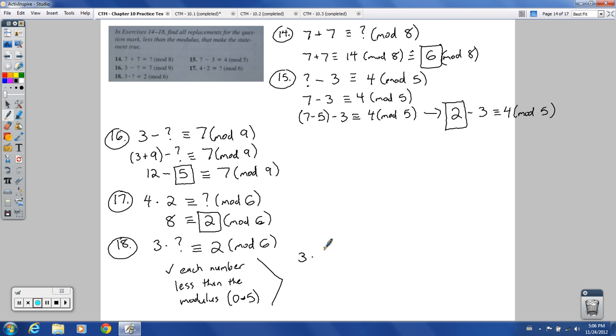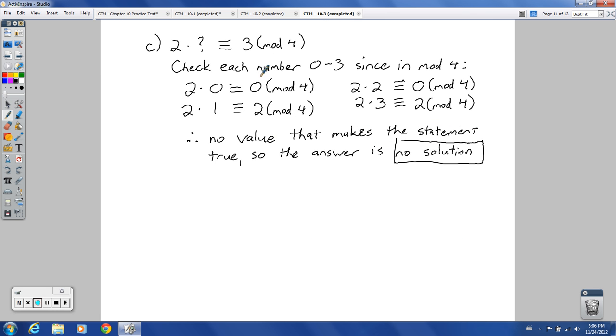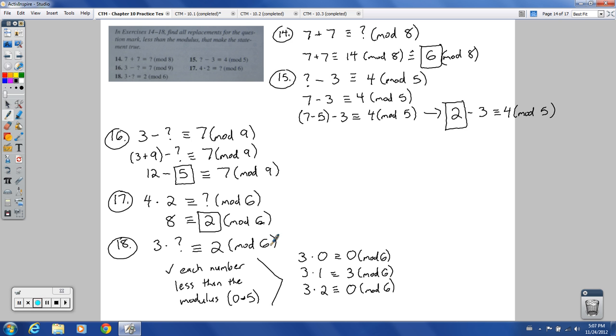So we've got 3 times 0, that would be 0 mod 6, so that doesn't work. 3 times 1 is congruent to 3 mod 6. That equals 3. 3 times 2, that would be 6, but 6 in mod 6 is 0. Just to refer back to another one, this one was like this. 2 times 1 is 2, 2 times 2 is 4, but 4 mod 4 is 0, 2 times 3 is 6, but 6 mod 4 is 2.